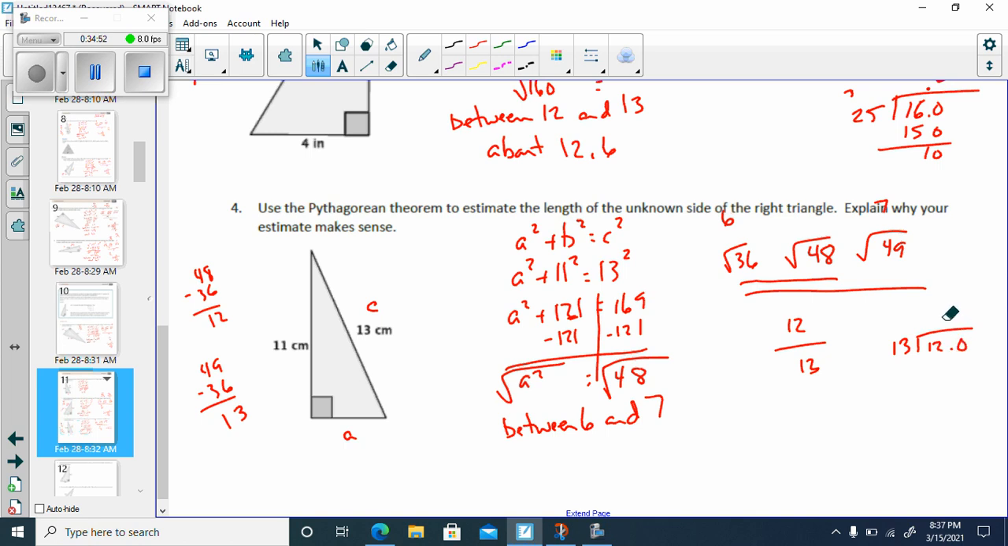Let's see if that could be a 9. Let's just try a 9. 9 times 3 is 27. It's 9, 10, 11. Yep, there we go. That would give me 3. 120 minus 117 is 3. So what we're talking about, it's about 6.9. See, it can't be 7 because it's not at 7 yet. It's about 6.9. Does that make sense? Yes, it's less than the hypotenuse, which is 13.